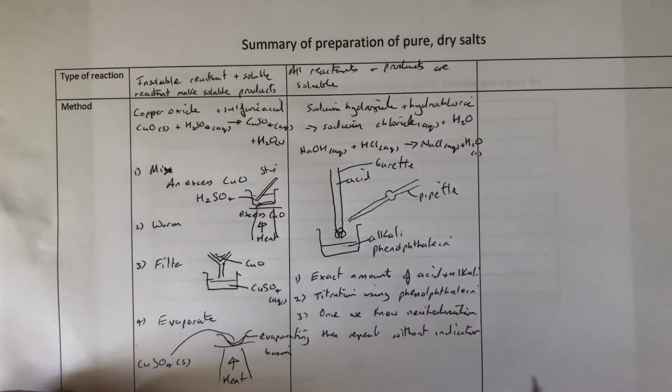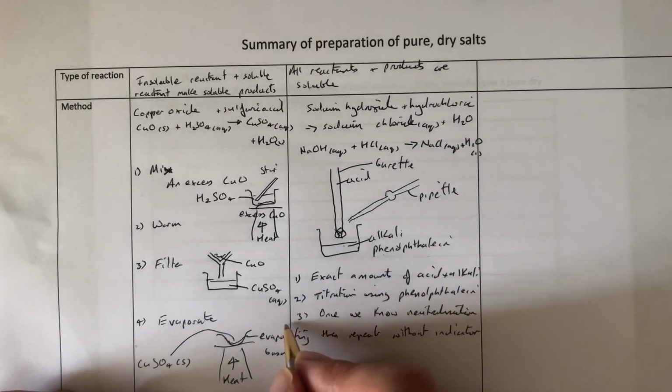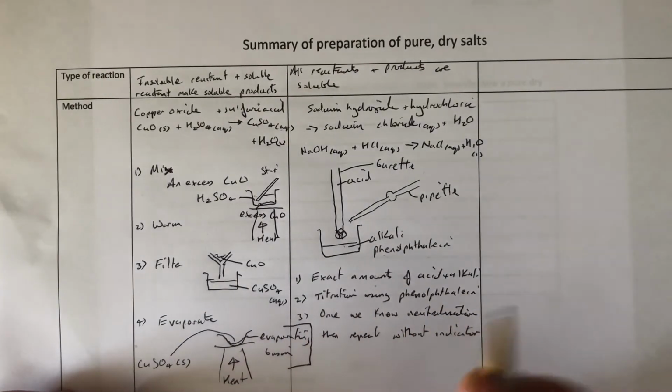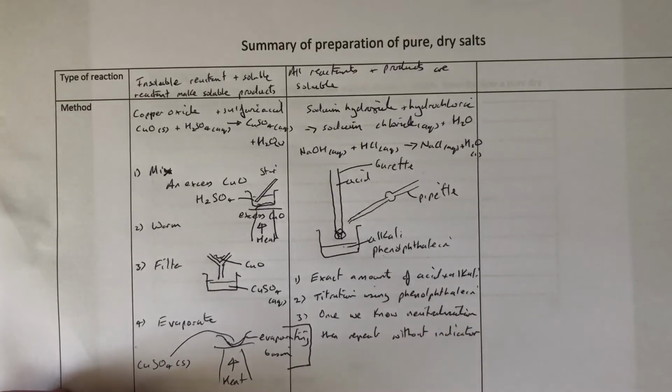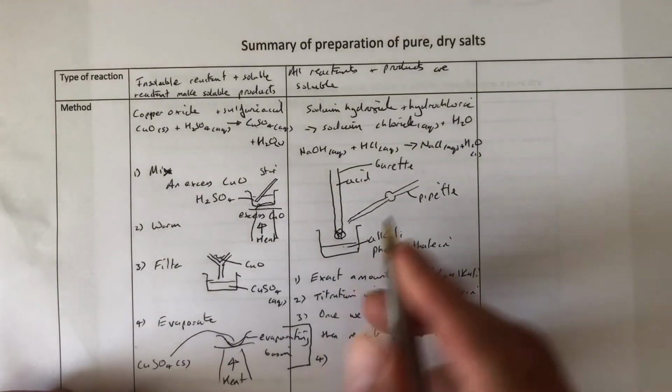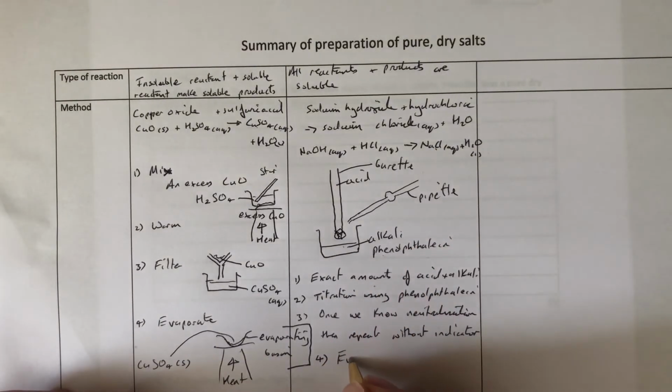So once we know that neutralisation point, we're going to do the whole thing again. But we're going to do it without indicator. Now, we won't see the neutralisation point because there's no indicator, but we know it's the neutralisation point because we did it previously. After you've done that, you've got sodium chloride and water, so we want to evaporate. And that's the second one.